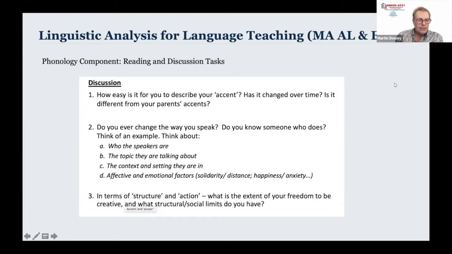So for example, asking students together to discuss whether they ever change the way they speak, and if they do, who do they do this with? Does the topic that they're talking about have an influence on this? Does the context and setting have an influence? What's the relationship between affective and emotional factors and the different ways of speaking that you have in your first language? Okay, and we discuss this in relation to concepts of structure and action, to what extent individuals have freedom to choose their ways of speaking.